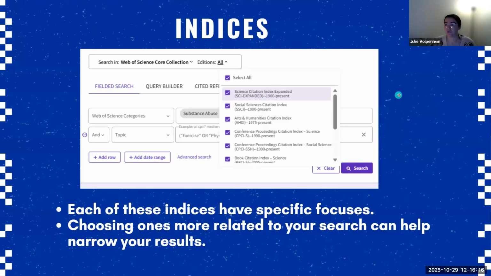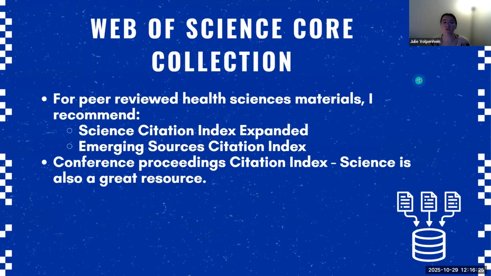If you aren't totally sure what it is, Web of Science does a really good job of letting you hover over different features and it will tell you what it is in more detail. But as a little cheat sheet, for peer-reviewed health sciences materials, I typically recommend Science Citation Index Expanded and Emerging Sources Citation Index at least. And if you're wanting conference proceedings, their Conference Proceedings Citation Index, Science, is also a great resource.